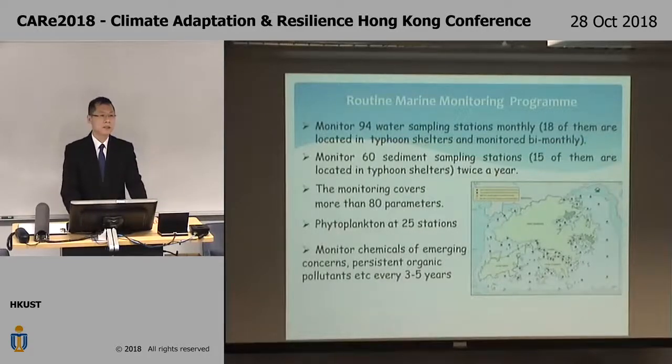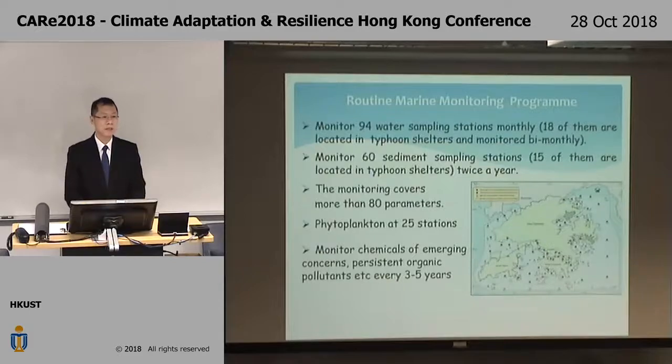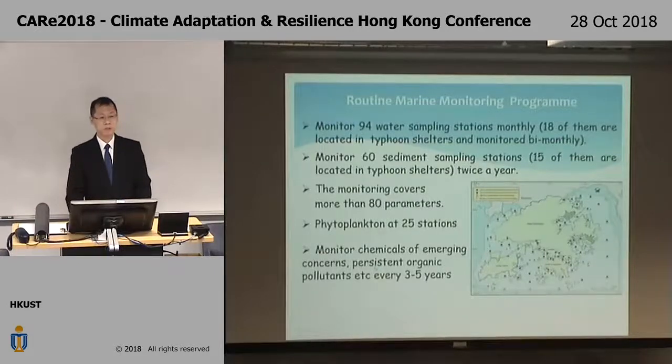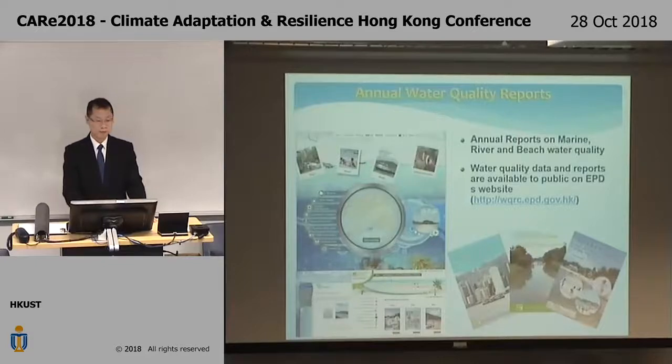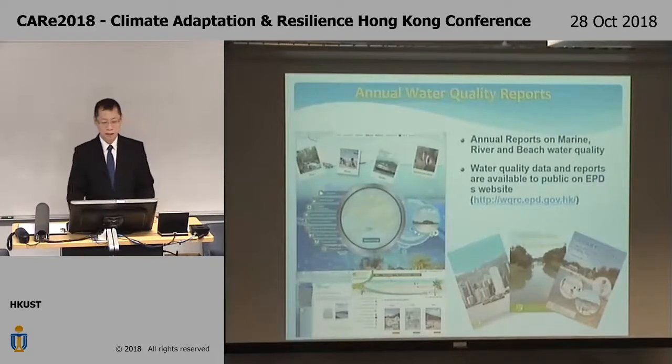Other than the routine program, we also have some ad hoc monitoring programs. For example, the routine program covers around 80 parameters, but you know that we have new chemicals coming every year, new emerging concern chemicals, and new POPs and things like that. For this kind of more tricky chemicals, it's difficult to monitor them on a monthly basis because it costs a lot of money and effort to do the sampling and the analysis. So we have another special program to do these kinds of chemical monitoring on a 3 to 5 year basis. If you are interested in our annual report, I'm sorry that nowadays you need to visit our website and download the file, no hard copies nowadays.